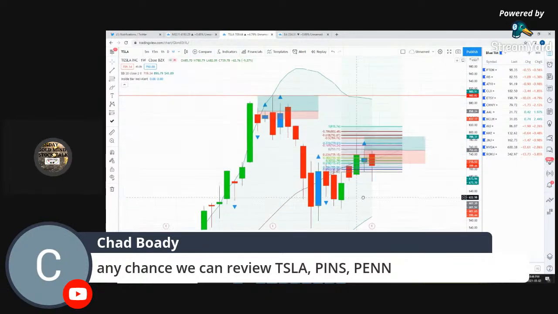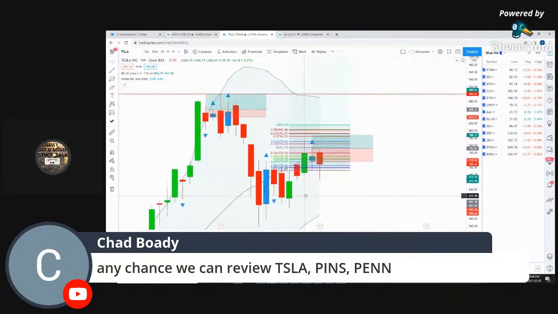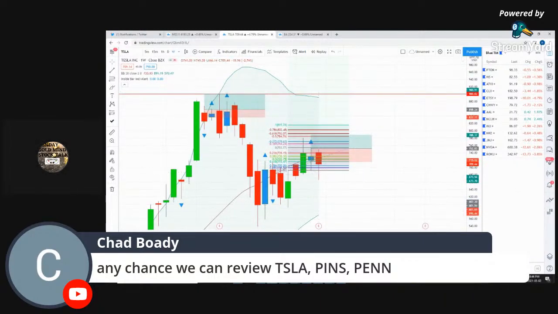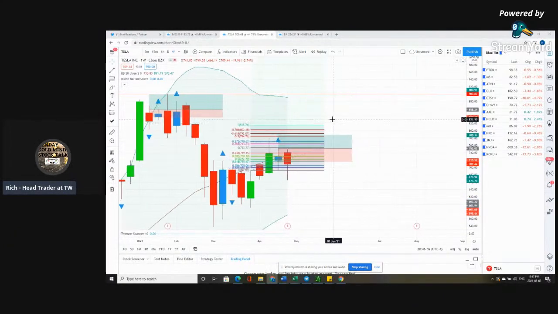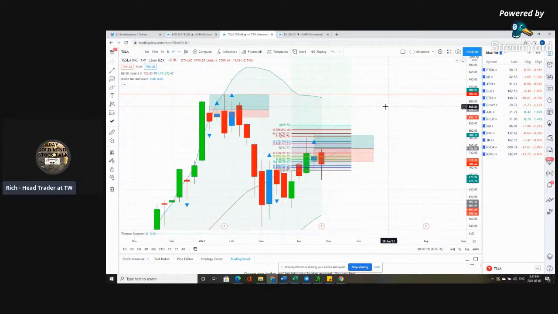Before all of this happened last week, this is how the chart looked, okay? So just ignore this candle for now. Pretend that candle's not there. You guys notice how my order is sitting at 752.03 because I want to get in only if Tesla is showing momentum. I don't want to get in and take a loss. You see how Tesla went all the way down to 662, right?